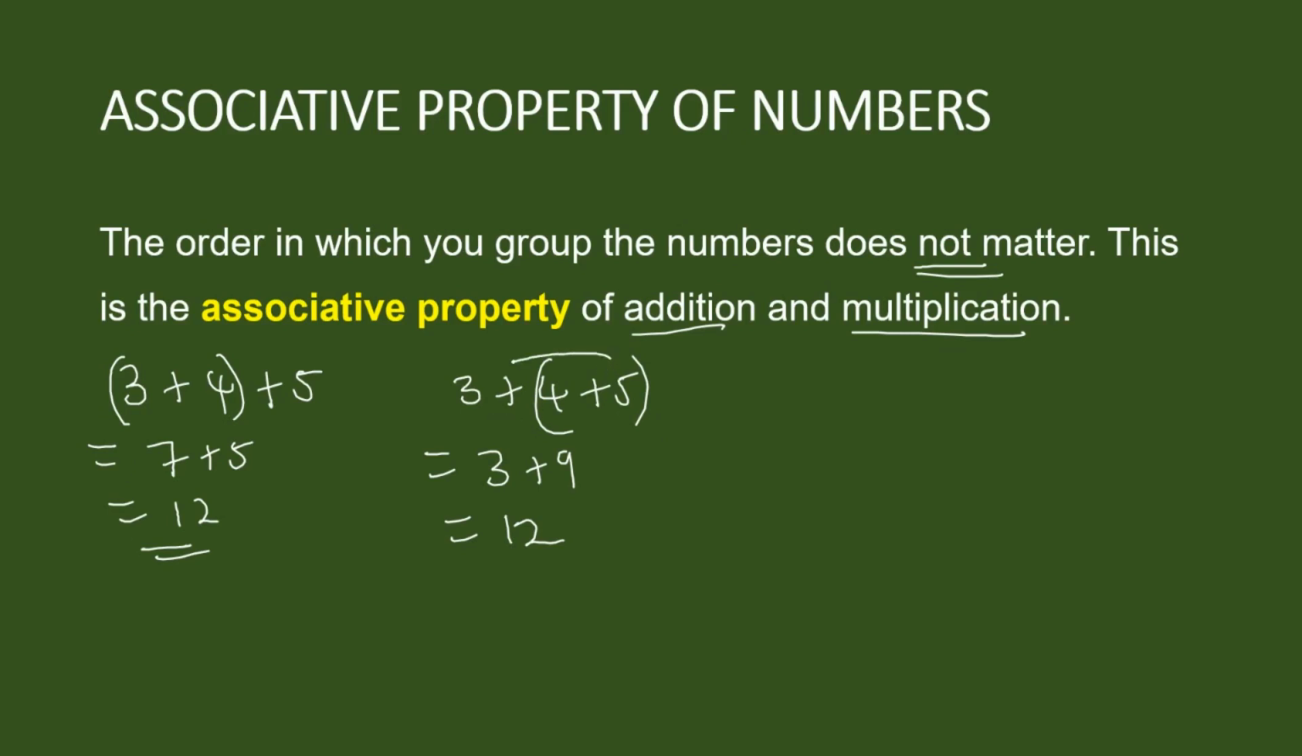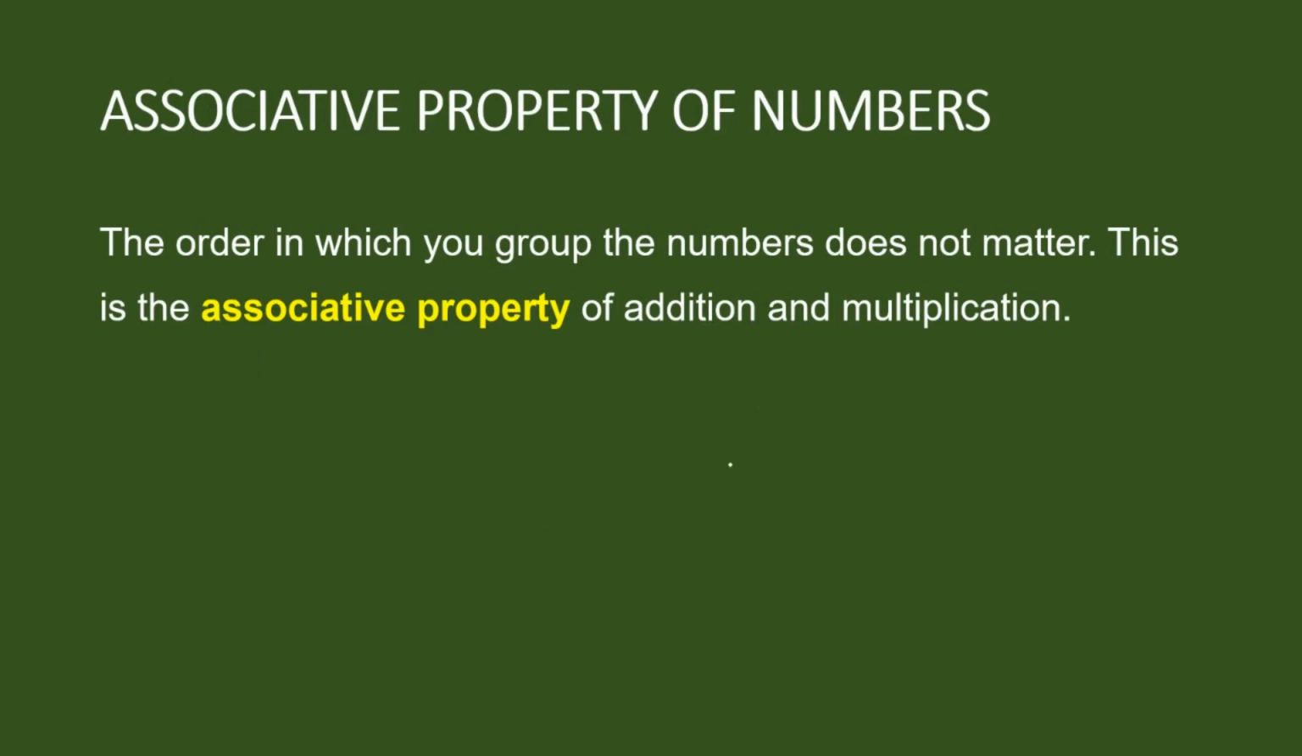Remember, addition is commutative. We can also bring 5 to this side. So you say 3 plus 5 plus 4. We group these and then say 8 plus 4. We're still getting the same answer. So with the associative property, we can group the numbers anyhow. Even with multiplication, we can do the same thing. We can group the numbers anyhow.